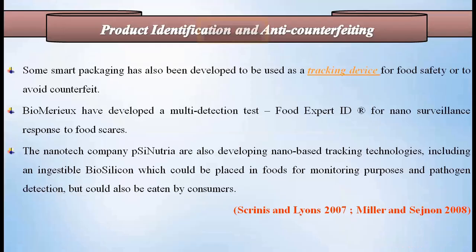Then product identification and anti-counterfeiting. Some smart packaging has also been developed to be used as a tracking device. As I told earlier, a barcode is embedded in the packaging material for food safety and to avoid counterfeiting. Biomedicals have developed a multi-detection test, that is Food Expert, for nano surveillance response to food scares. Nanotech companies are developing nano-based tracking technologies, including an indigestible biosilicon which could be placed in food for monitoring purposes and pathogen detection, but could also be eaten by the consumer. That is, it is safe for edible packaging.